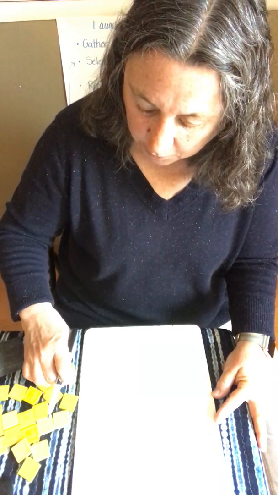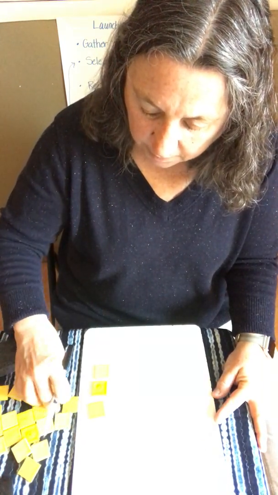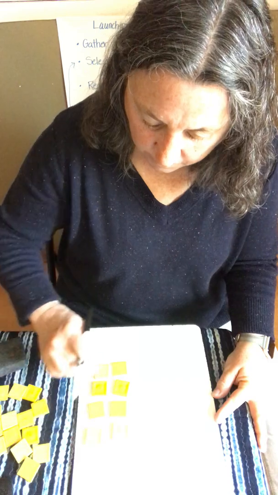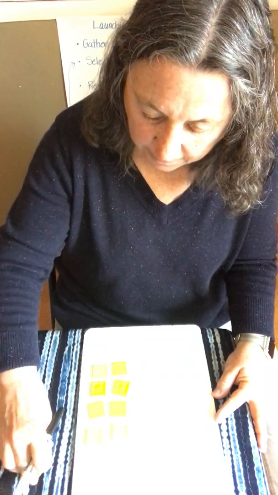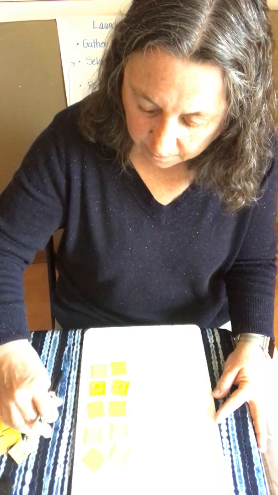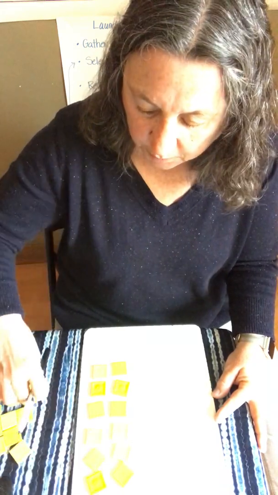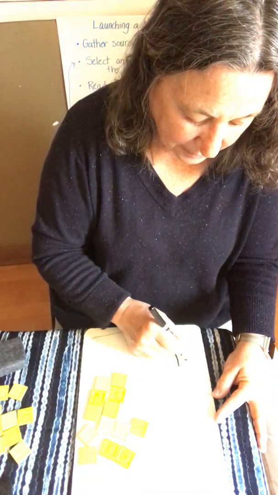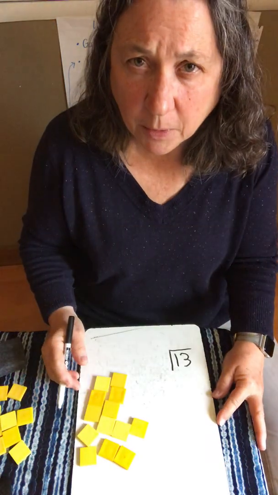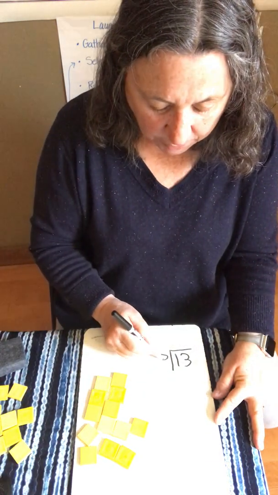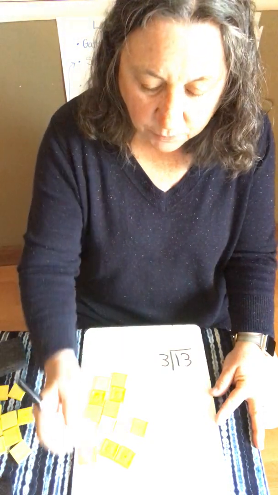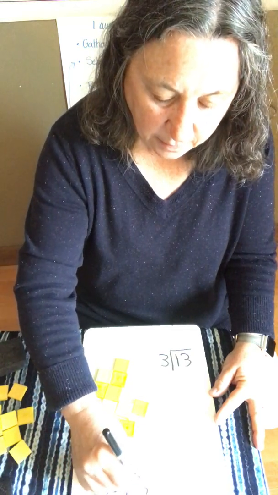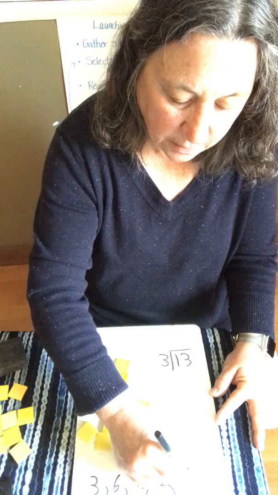So I think that you would like me to use 13 tiles. 1, 2, 3, 2, 4, 6, 8, 10, 12. If you were doing this, I'd say put the marker down. Okay, so we have 13 tiles. Remember how we did the multiples? So let's make 3 rows. And let's write the multiples of 3 here. 3, 6, 9, 12, 15, and so on.